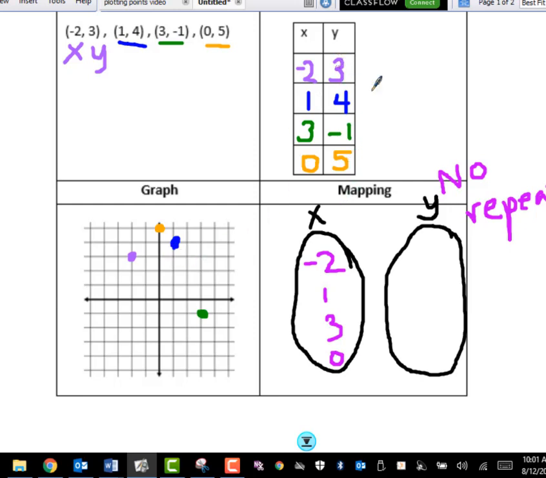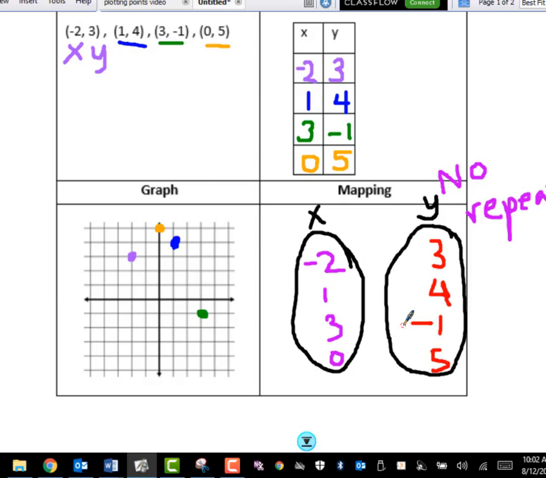In the Y column, I'm checking, are any of them the same number multiple times? So 3, 4, -1, and 5. Nope, they're all different numbers. So I'm going to write them all: 3, 4, -1, and 5.